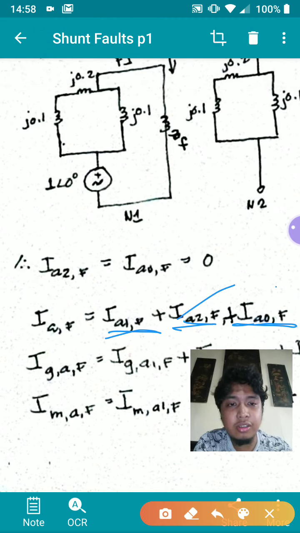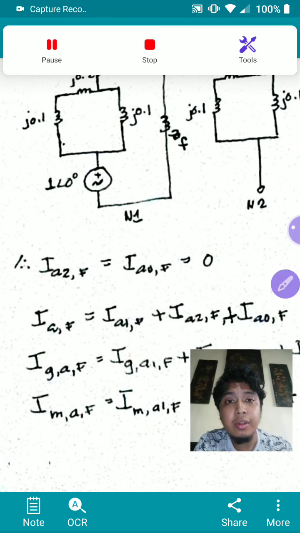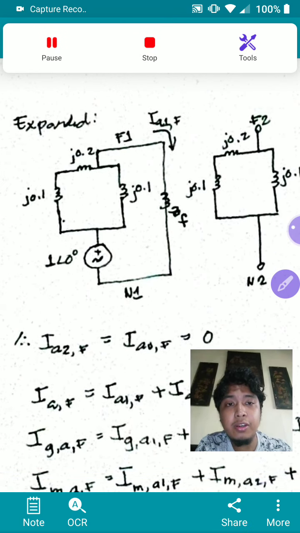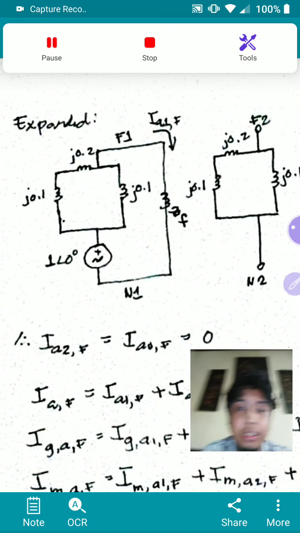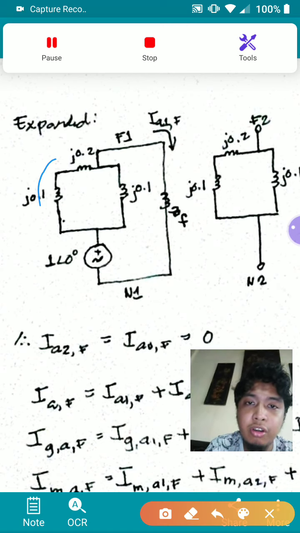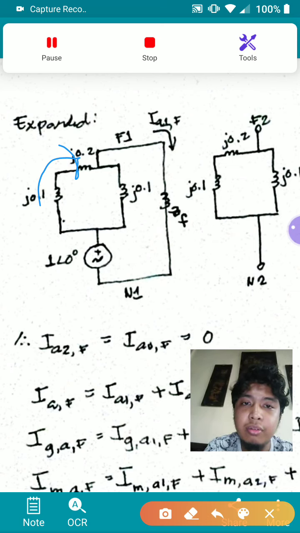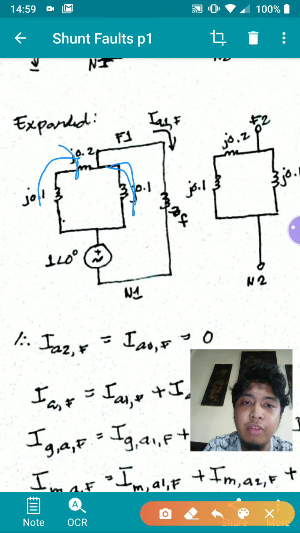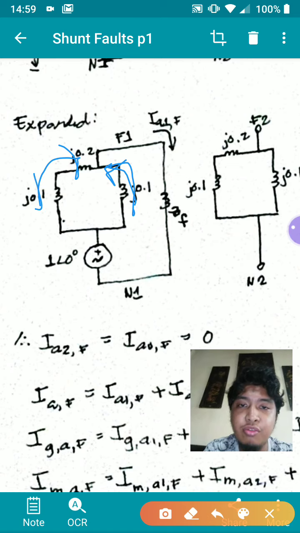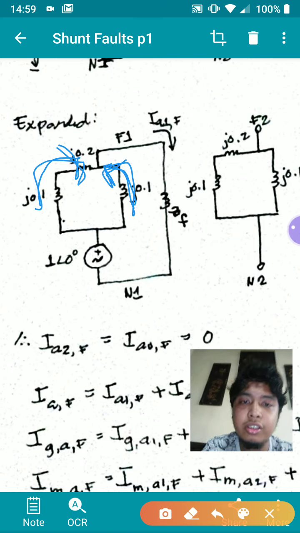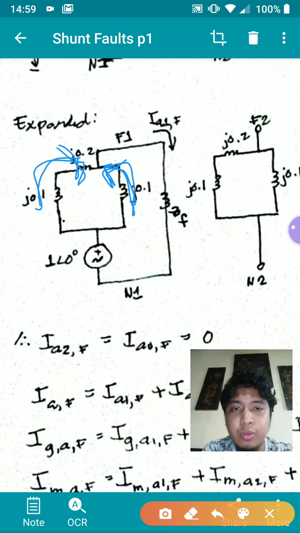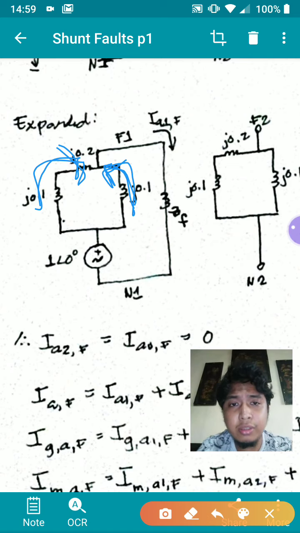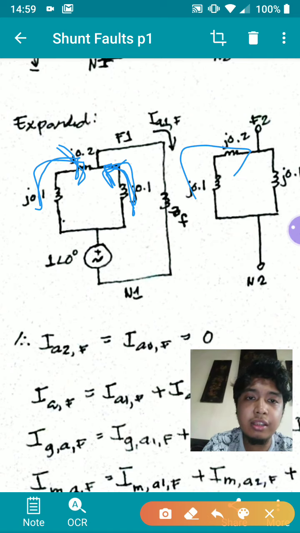And take note, this is 0. These two are zeros. So you're just left with this one. Now, why do I want the expanded form? Because it can tell me the information of the currents coming from the different components. In this case, from the generator and from the motor. Those are the two currents from the two current sources. And it tells me the information about those two currents for different symmetrical components.